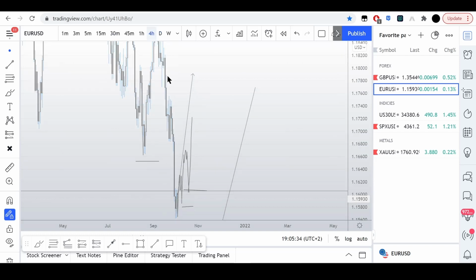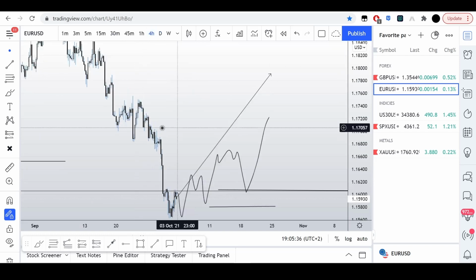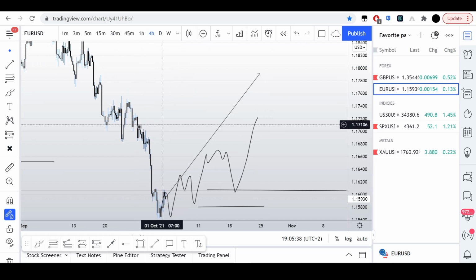If there's not much reaction, I will be waiting. It's not a really good area. You can see how you have the up candle before the down move right here.